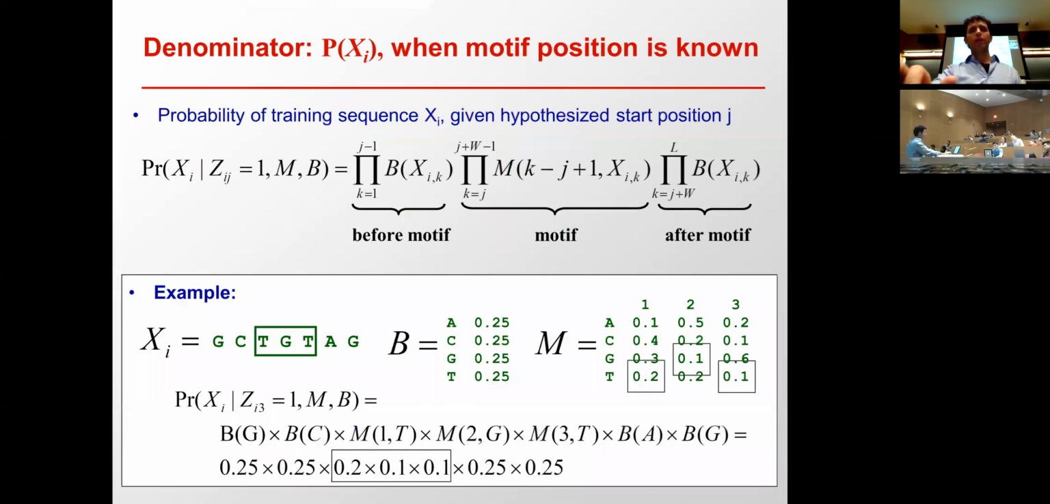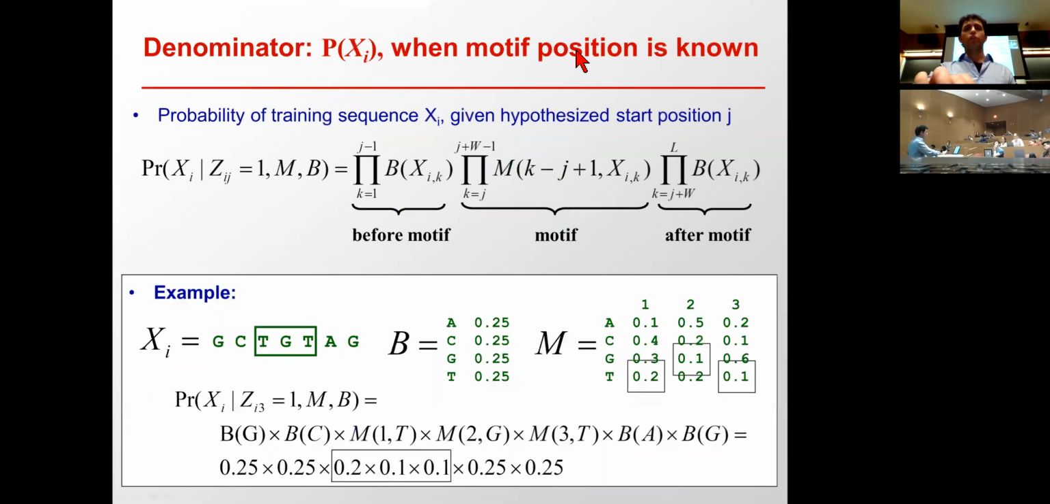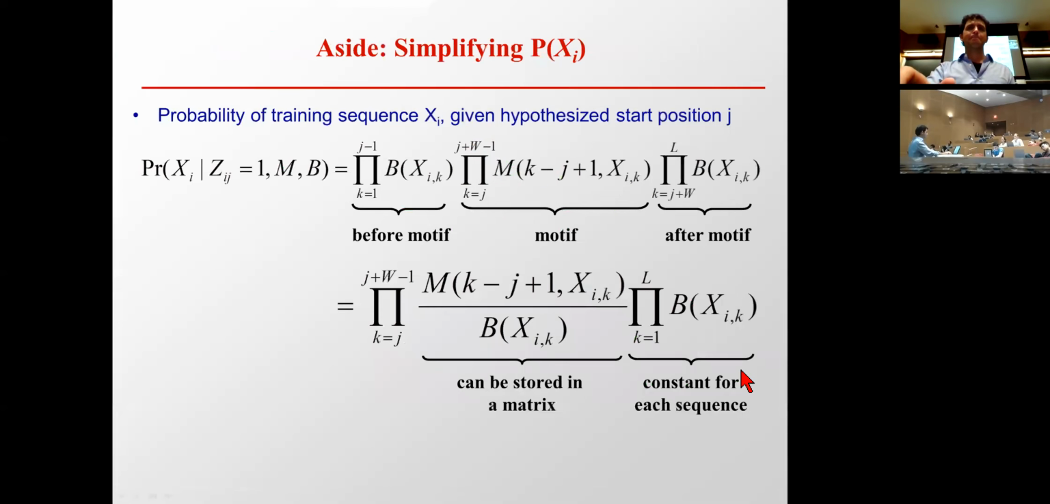Okay. So then that gives me the Z vector. And then the denominator is simply P of Xi, which is, when the motif position is known, I can just simply calculate all of the scores before the motif, all of the scores after the motif using the background model in each case. And then for every position within the motif of length W, I basically have the particular scoring by reading off the matrix.